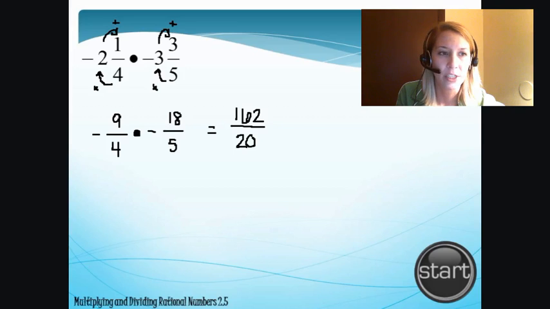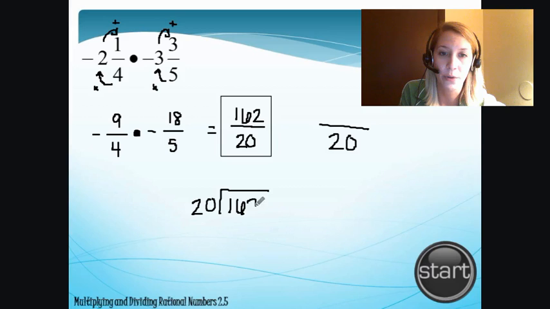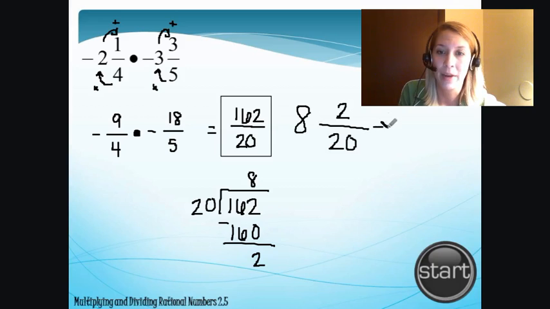Since 162 over 20 is an improper fraction, we need to change that back into a mixed number. Our denominator is going to stay the same, which is 20, but we need to figure out how many times 20 goes into 162 without going over, and that's going to represent our whole number. So let's set up that division problem, 162 divided by 20. I know that 20 times 8 is 160, and I'm going to have 2 left over. 8 is represented as my whole number, and 2, which is my remainder, is my numerator.